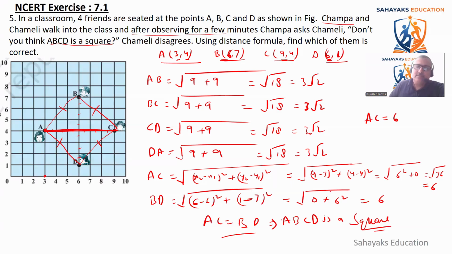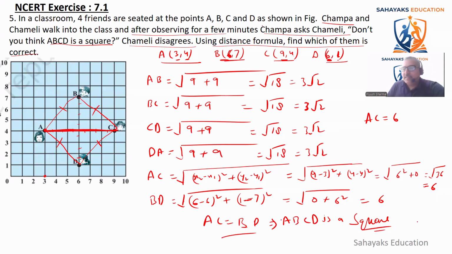So who's correct? The question was, who is correct, Champa or Chameli? We should not forget the question here. Champa asked Chameli, don't you think ABCD is a square? Chameli disagrees. Using distance formula, find which one of them is correct. We found that this is a square, but which one of them is correct? Champa is correct because Champa mentioned that ABCD is a square.